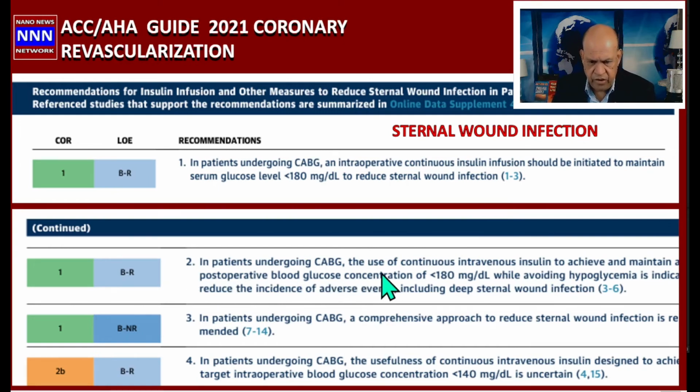Similarly, in patients undergoing CABG, use of continuous insulin to keep the blood sugar under control is of paramount importance, and it's a class 1 indication. And keeping the blood sugar below 140, there is no documentation that it is better than keeping the blood sugar below 180. So that's important information on this slide with reference to reducing sternal wound infection and how we maintain blood sugar levels at a reasonable level without causing hypoglycemia and problems related to hypoglycemia.